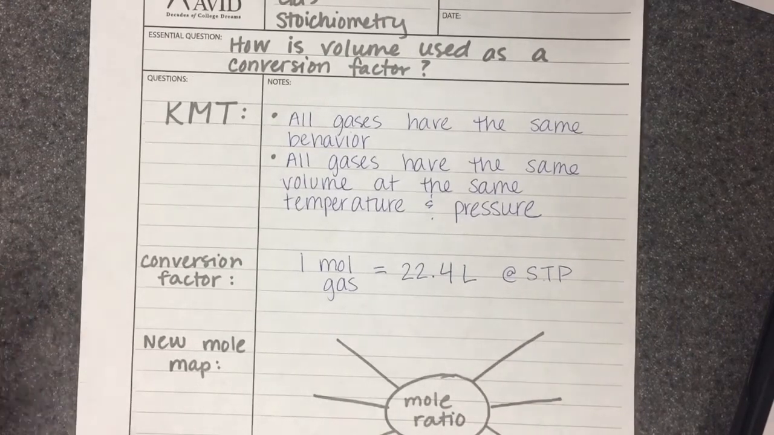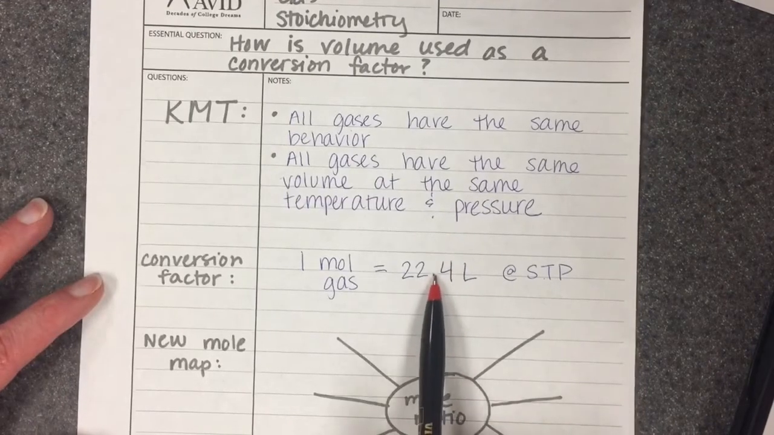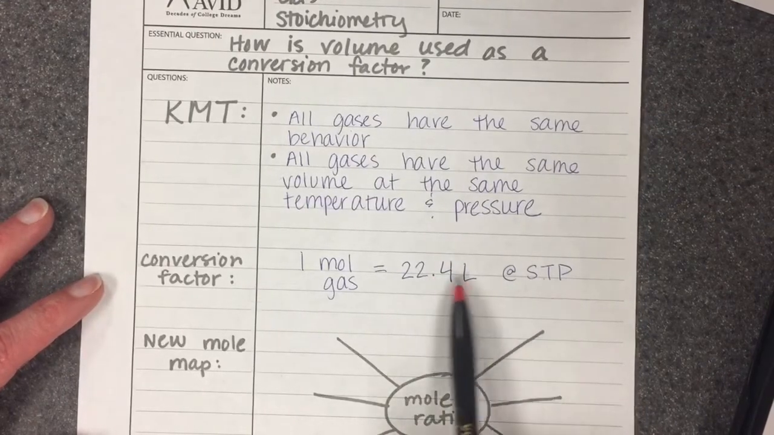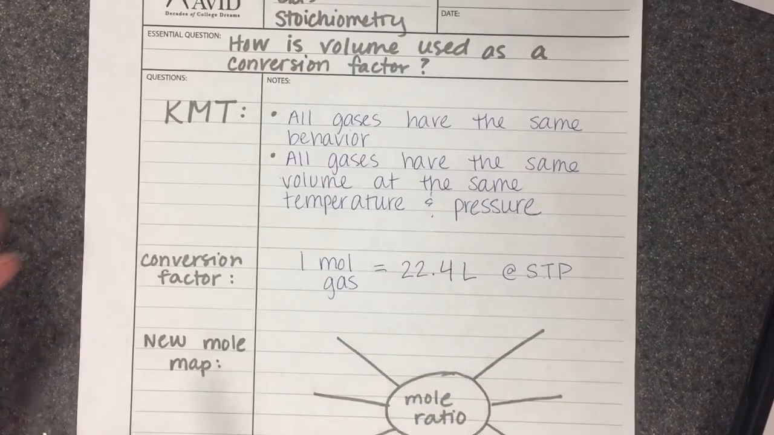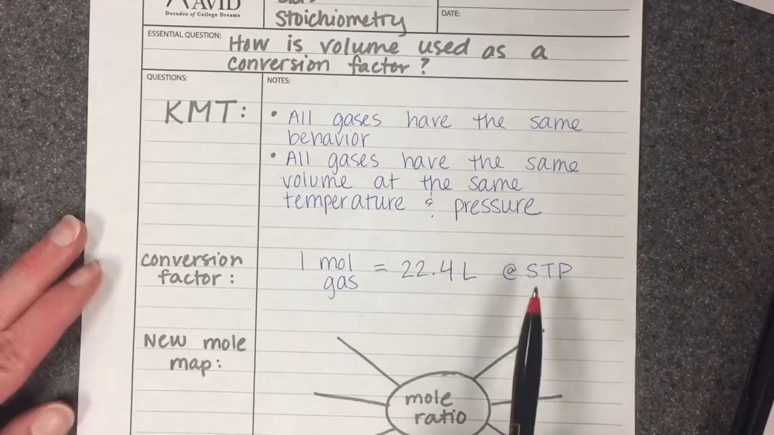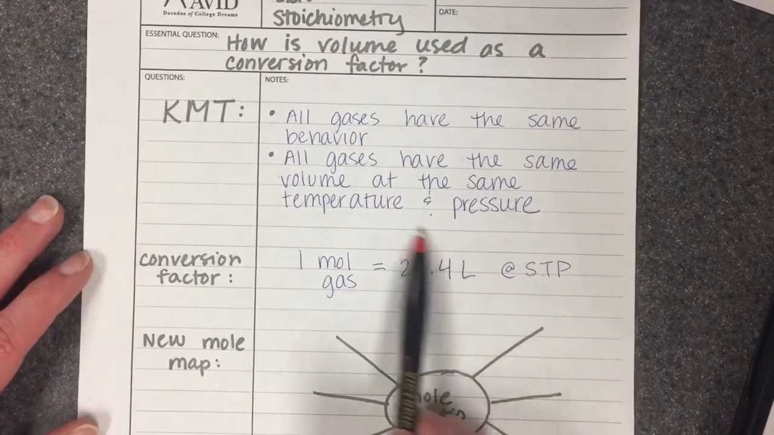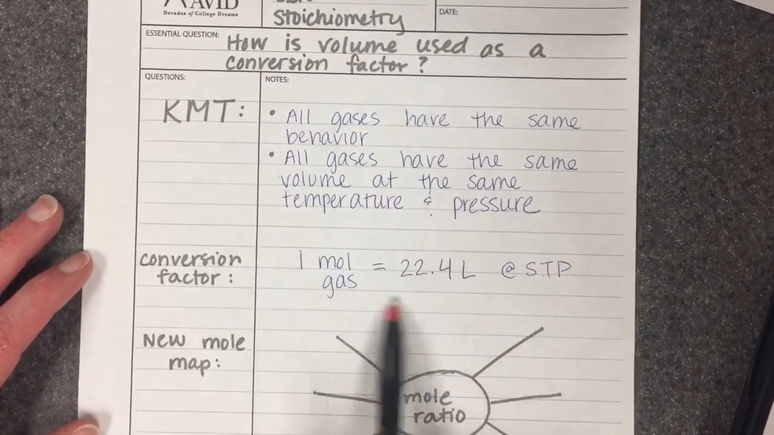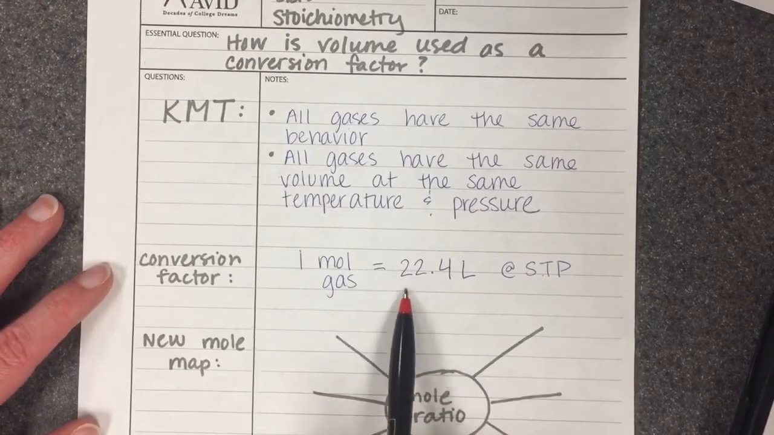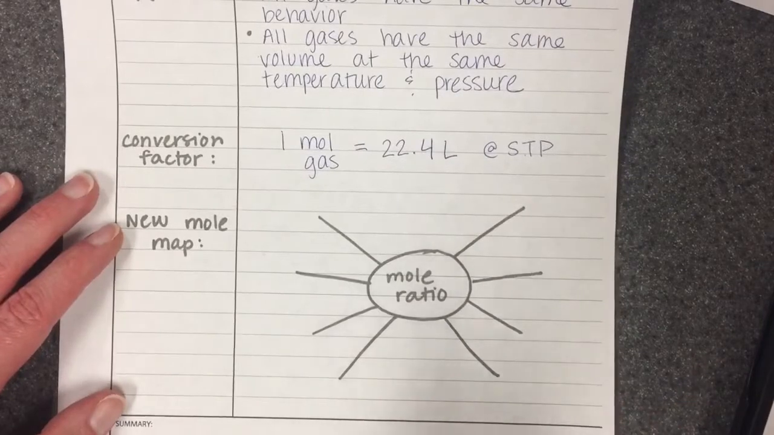Okay, now obviously we've talked about it. If the temperature goes up, then this volume is going to go up. If the pressure goes up, then this volume is going to go down. So we've talked about how temperature and pressure will affect volume. So we are going to talk later on about how we deal with volume of gas whenever the conditions are not at STP. But as long as your problem tells you that your gas is at standard conditions, it's at STP, then you can use this conversion factor, which means we can update our mole map just a little bit.